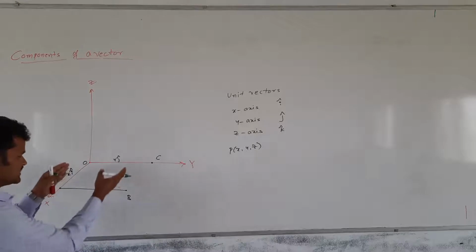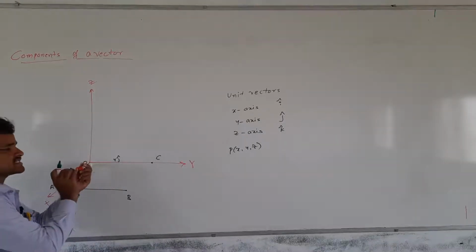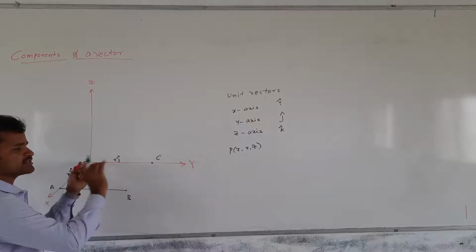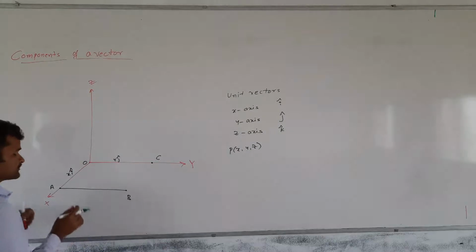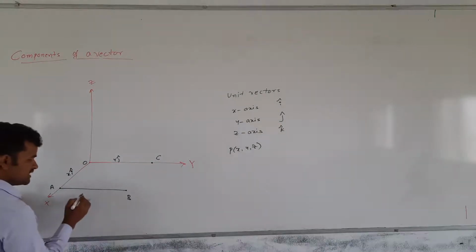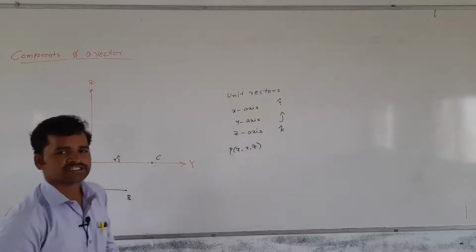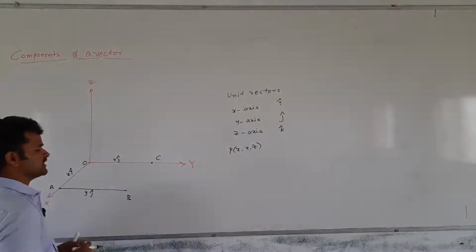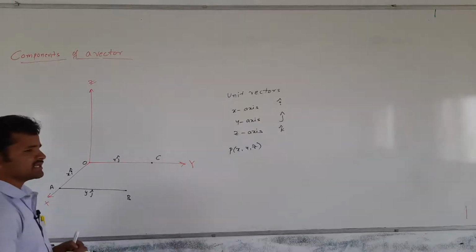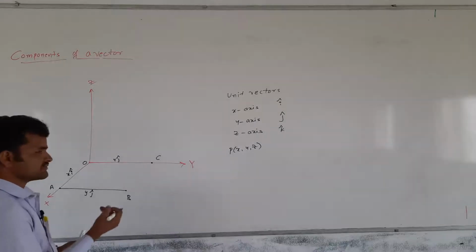In the same way, here is x axis. Now we are moving y units along the y axis. This line will be parallel to the y axis. So what happens to the AB? AB is also y into j cap only. It is parallel. It is equal. Equal means it will be having equal direction, same direction, and same magnitude.